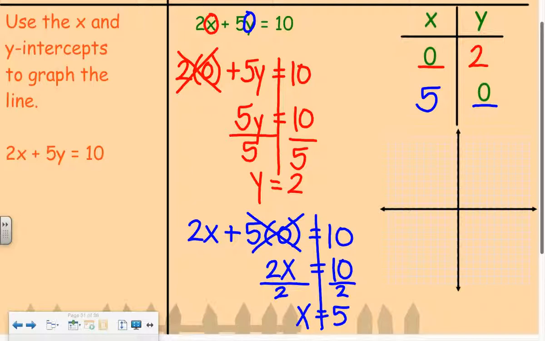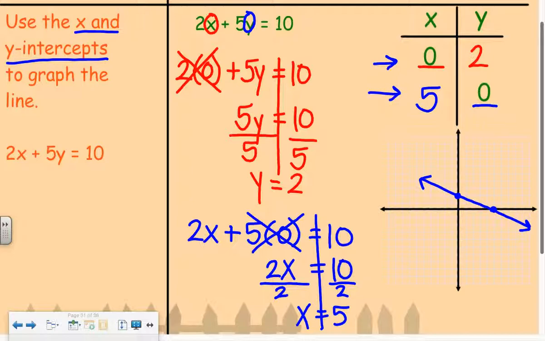Now I'm going to graph both of those points. So 0, 2 would be right here. 5, 0 would be right here. And now I can connect those dots with a line. Let's go back to our directions and make sure we did this correctly. So it says use the x and y intercepts. So that's what I did. I used these intercepts in order to graph the line.